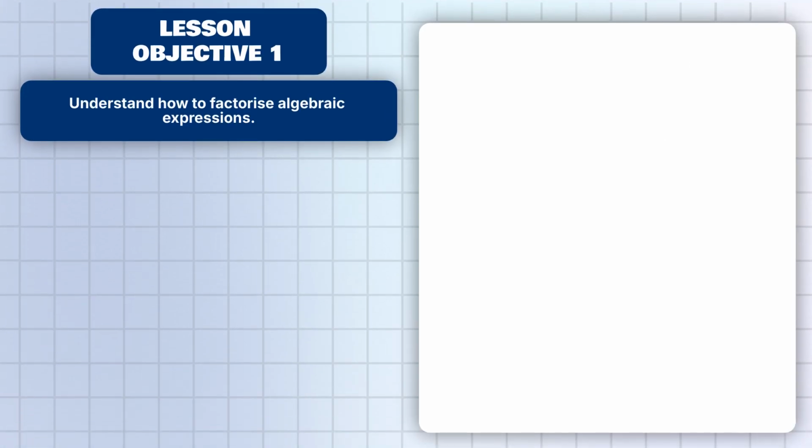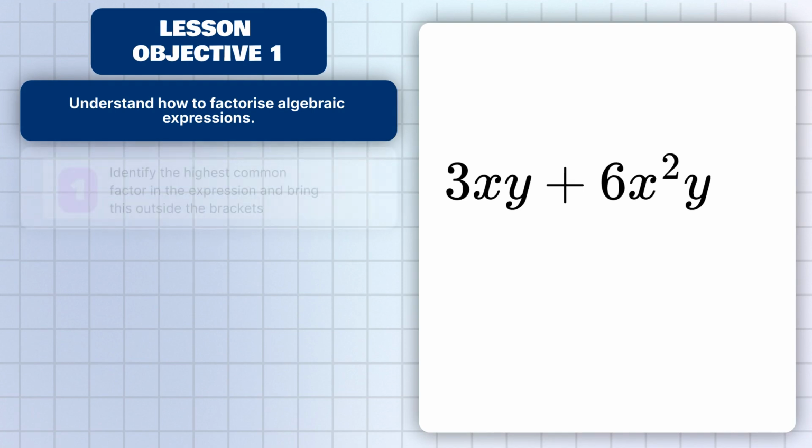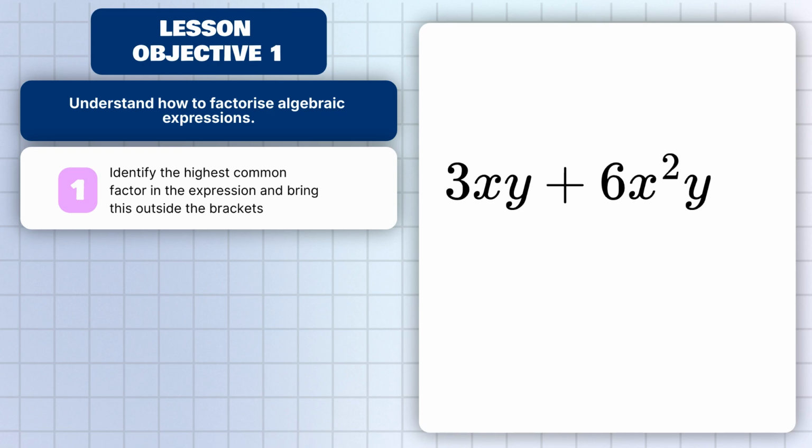Let's factorize the expression 3xy plus 6x squared y. First, identify the common factors among the terms. Here, both terms have 3, x and y as factors. So we can factor out 3xy. Put this outside the brackets.